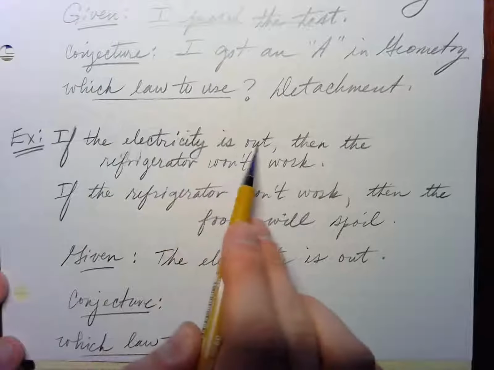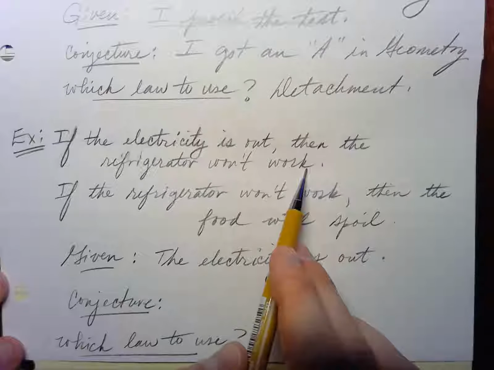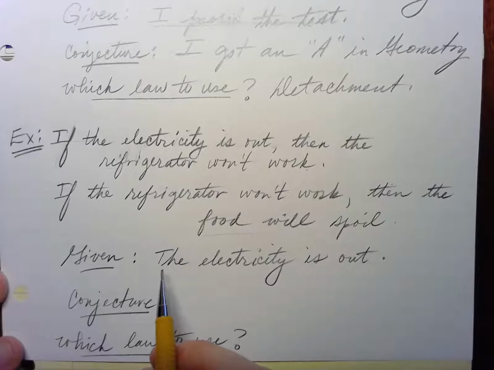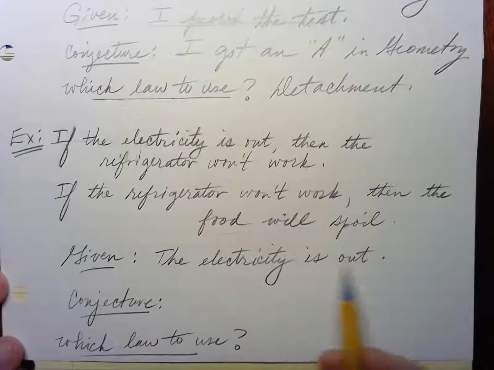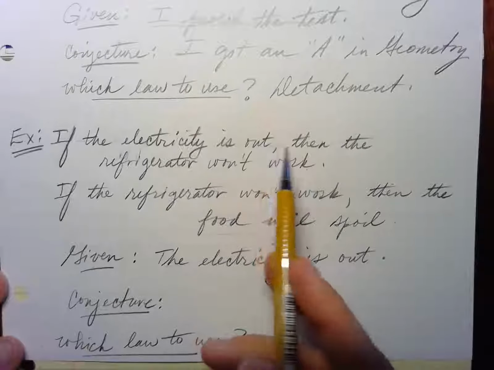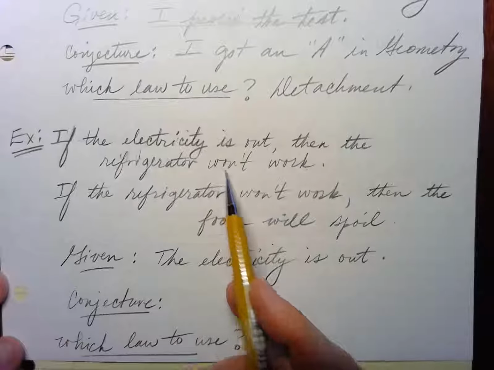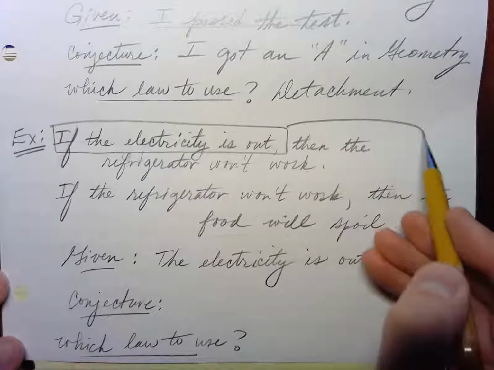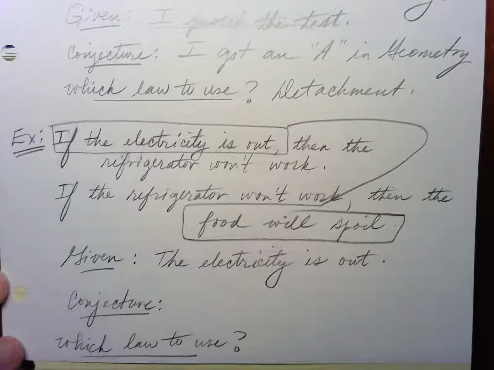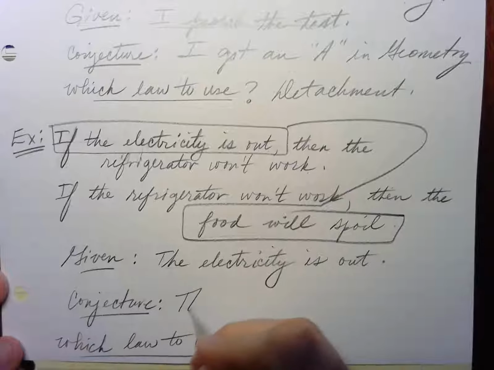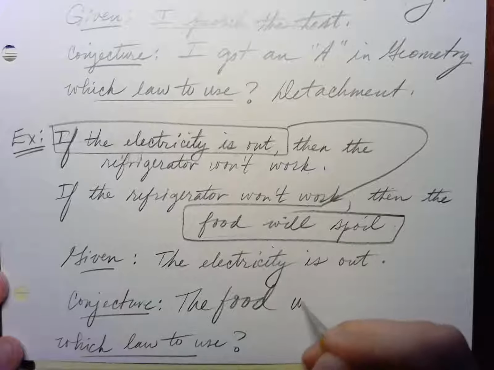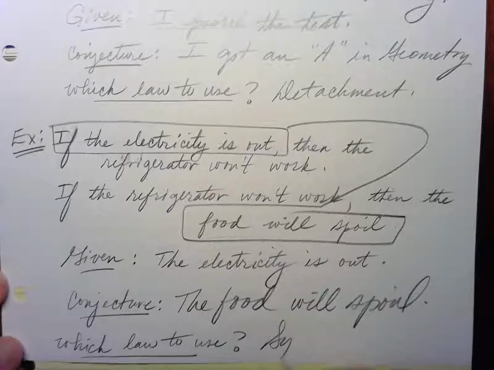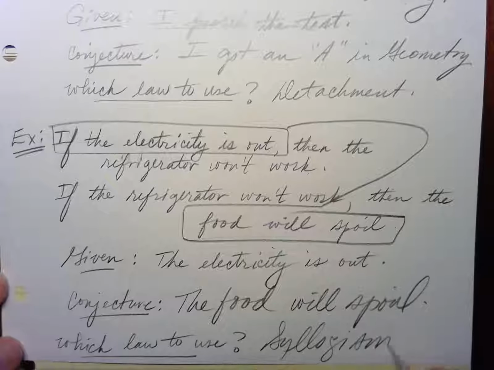If the electricity is out, then the refrigerator won't work. If the refrigerator won't work, then the food will spoil. So the given is the electricity is out. Well, if the electricity is out, then the refrigerator won't work, which means the food will spoil. So if the electricity is out, we can jump straight down here and say the food will spoil, and that was syllogism.